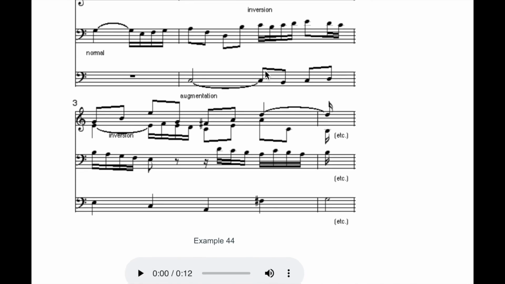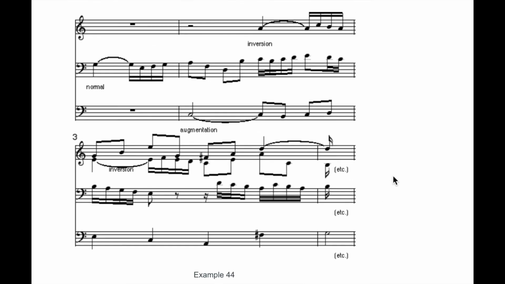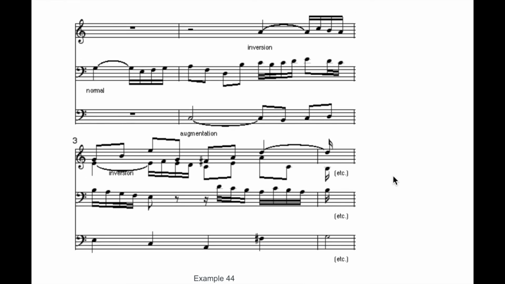And then in the bass part, we're going to hear an augmented version of the fugue subject, which you can judge by the doubling of the note values. And this is an augmented version of the real imitation because it goes down by step, and then all the other intervals are precisely the same. So let's hear what this sounds like.